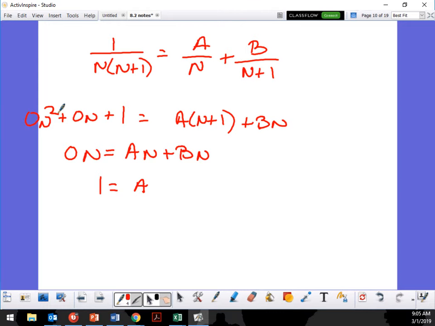So in this case, A is 1, so A equals 1, because that's the only value I'm going to have. Now it's going to be 0 equals 1 plus B, subtract 1, so B equals -1. Okay, so now let's take it out. I'm going to have A, which is 1 over n, minus 1 over n plus 1. So now I've been able to break that up into my different parts.